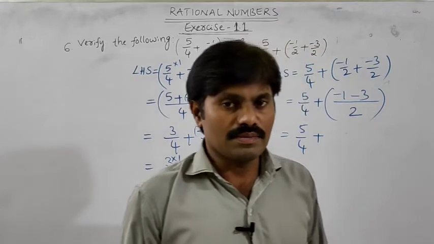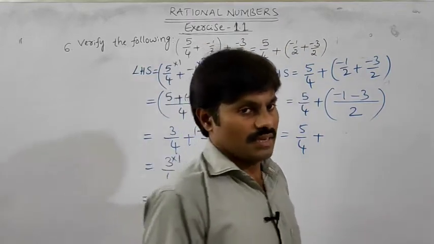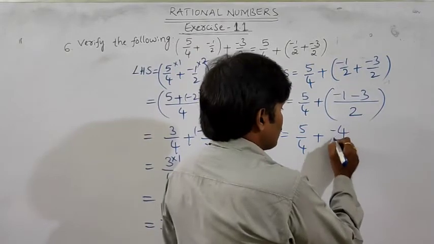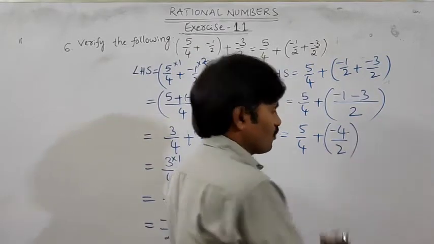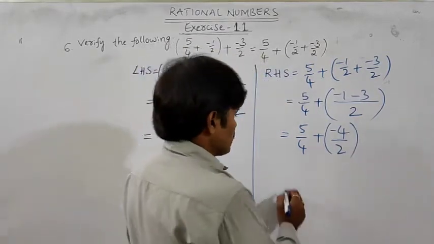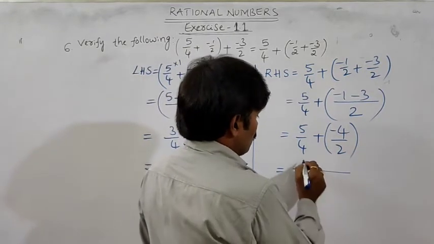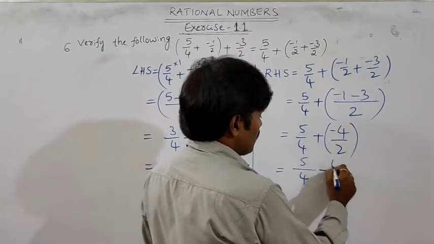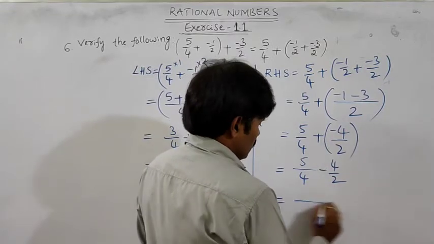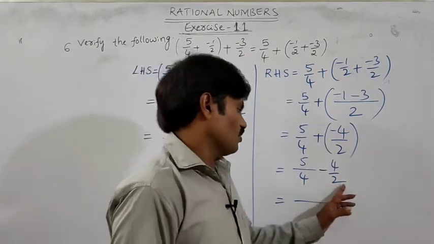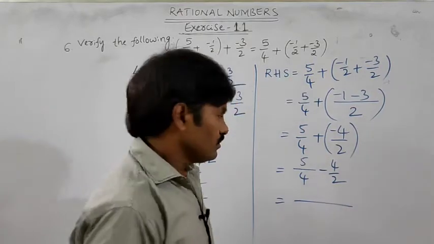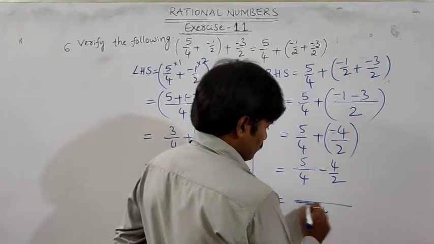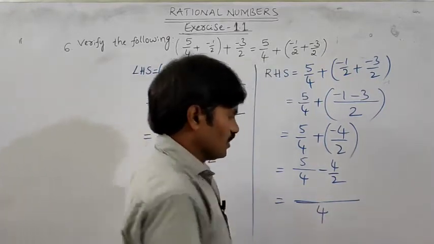So 5 by 4 plus (minus 1 minus 3). Both have the same sign, so add and keep the same sign. If we add 1 and 3 we get 4, so I am giving the minus sign: minus 4. Now 5 by 4 plus minus 4 by 2. Here the LCM of 2 comma 4 is how much? 4 itself.